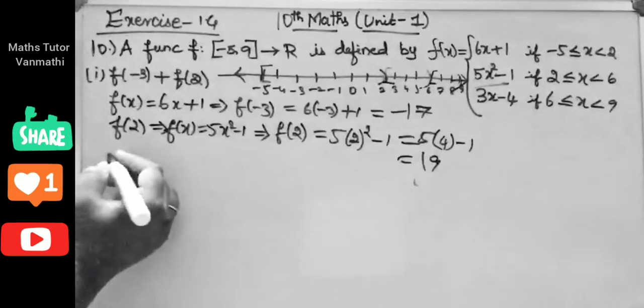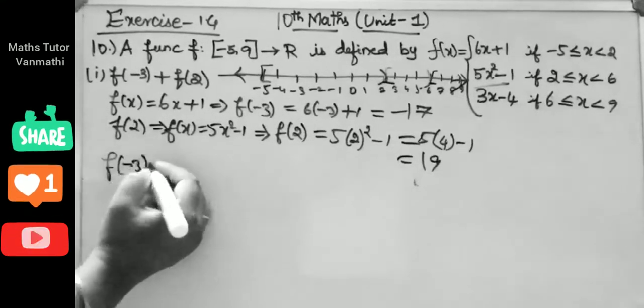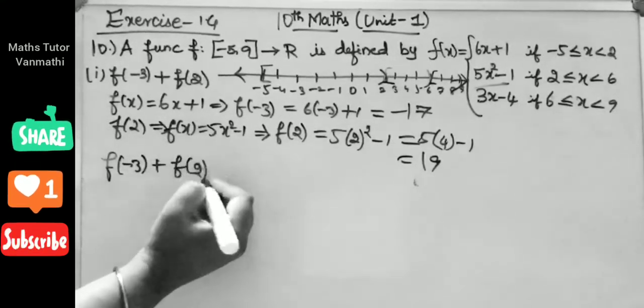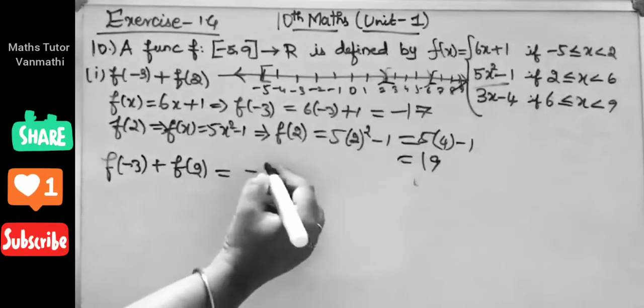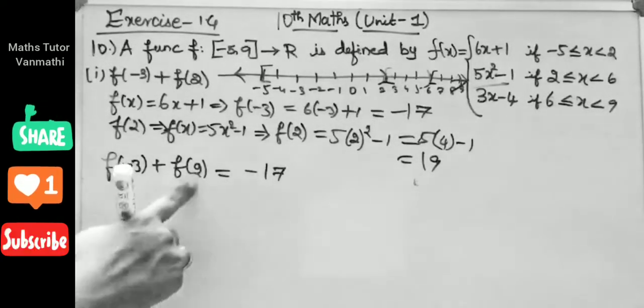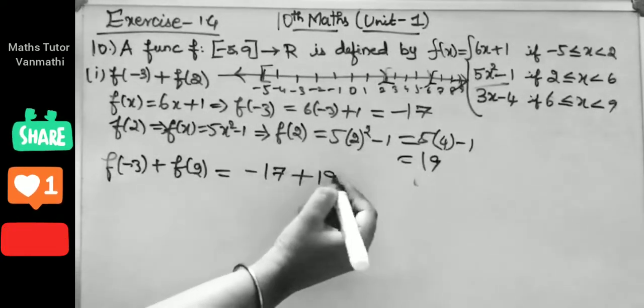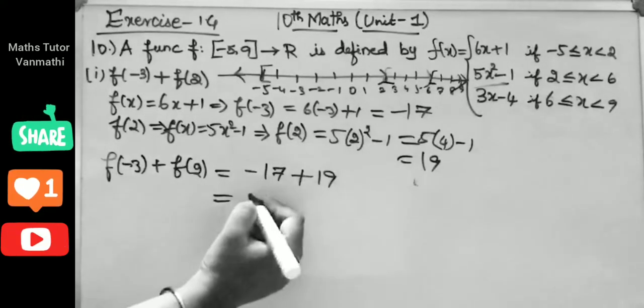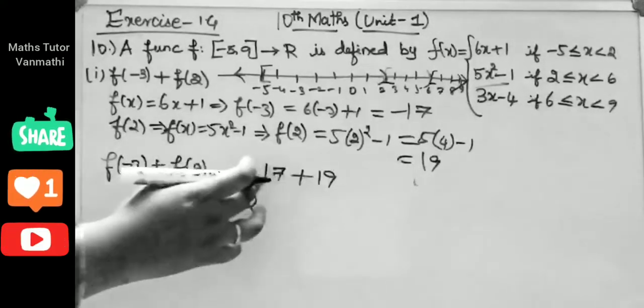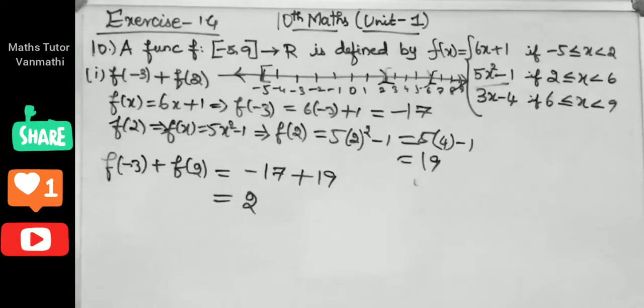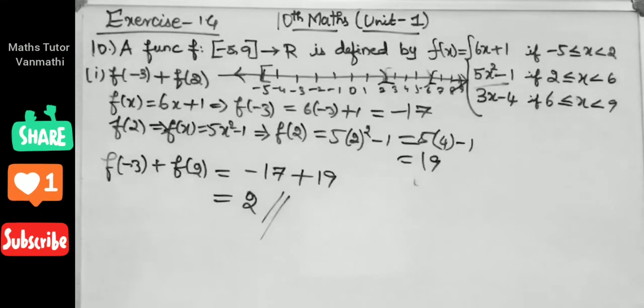You are going to substitute in this f of minus 3 plus f of 2, which is equal to, f of minus 3 value is minus 17 and f of 2 value is 19. Minus 17 plus 19, you get answer 2. 19 minus 17, your answer is 2. This is your first subdivision. Everyone clear? Next we can move on to the second subdivision.